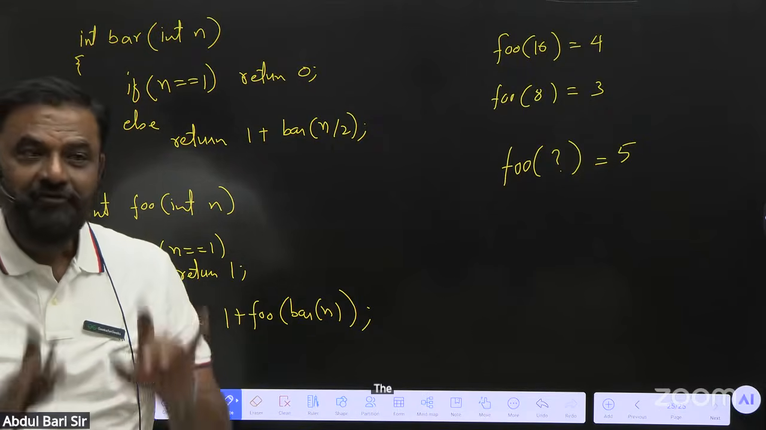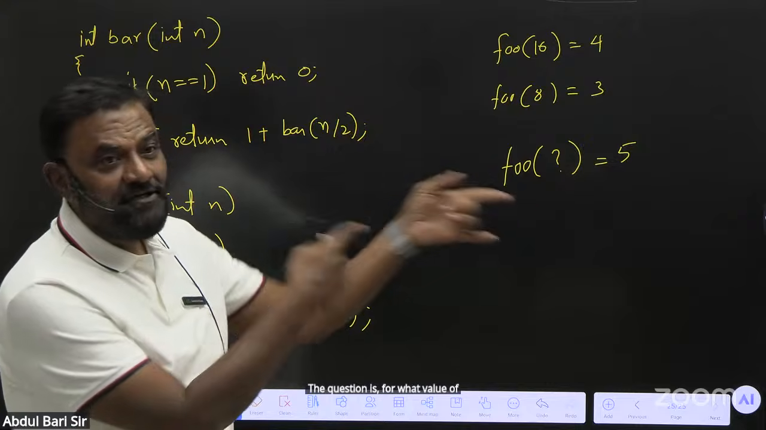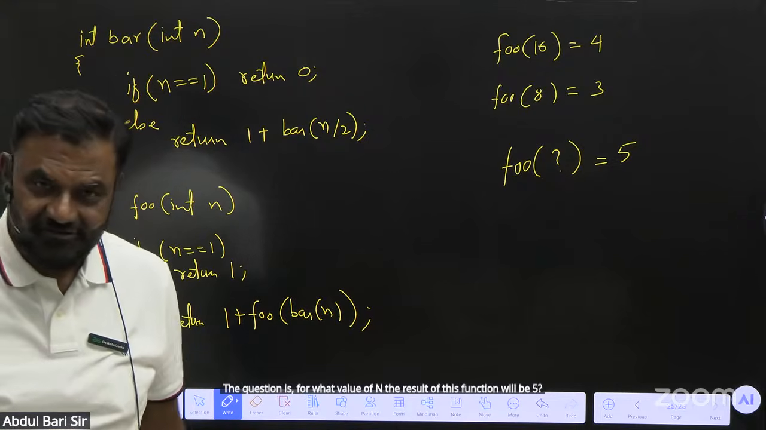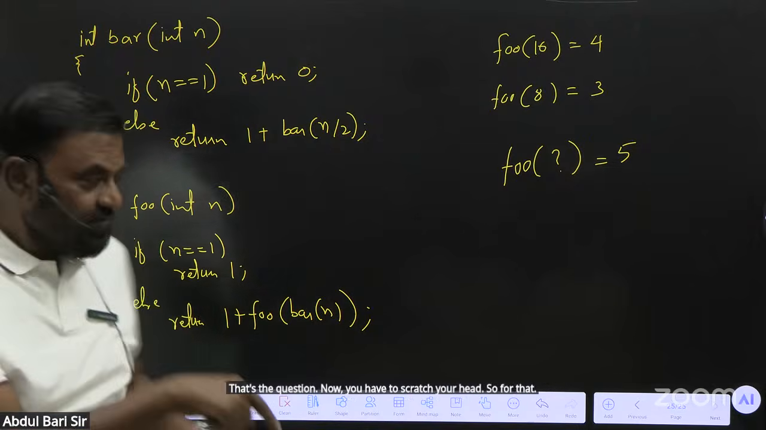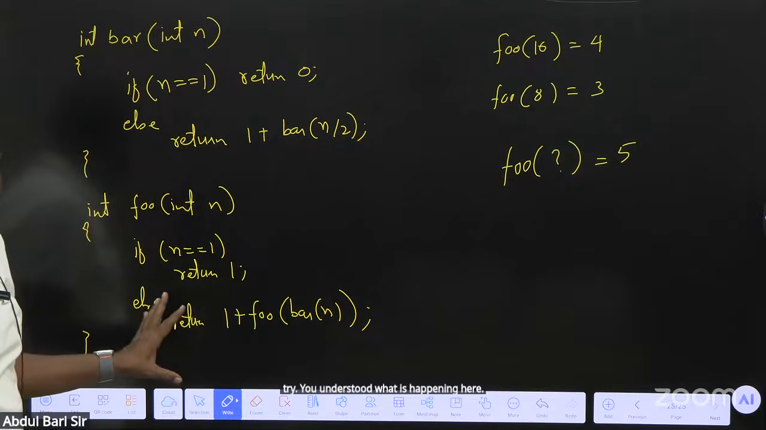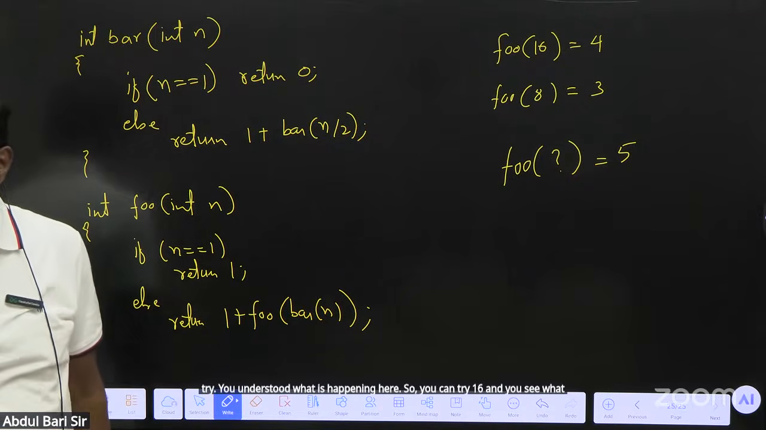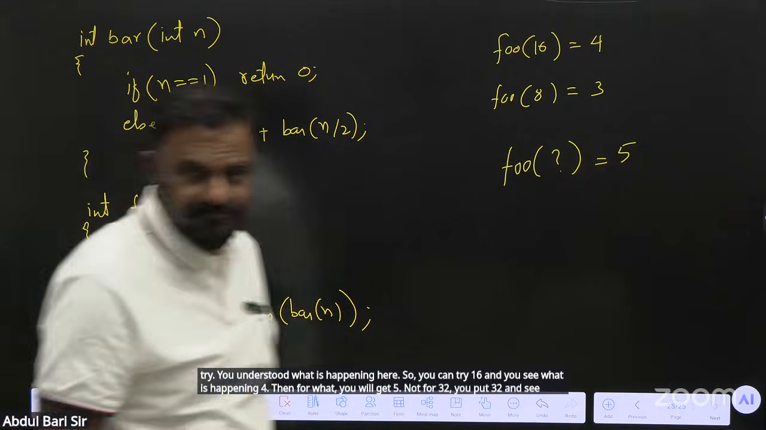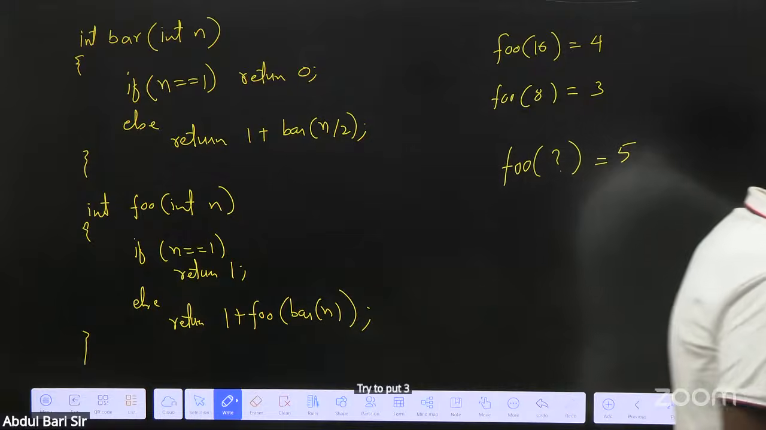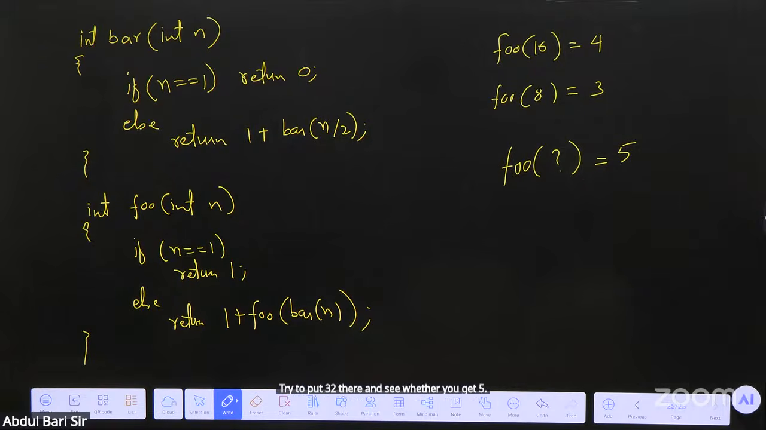The question is, for what value of n, the result of this function will be 5? That's the question. Now, you have to scratch your head. So try. You understood what is happening here. You can try 16 and you see what is happening, 4. Then for what will you get 5, not for 32. You put 32 and see what answer you get. Try to put 32 there and see whether you get 5. Still you get 4. So you'll realize, oh no, it's not 32.